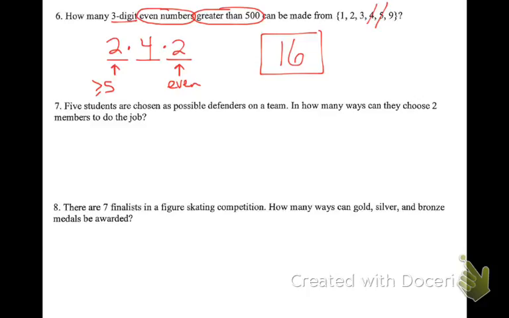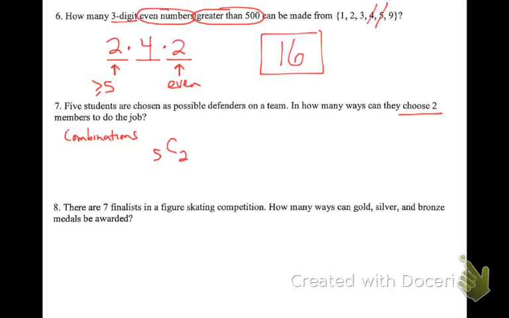In number 7, we have 5 students chosen as possible defenders on a team. In how many ways can they choose 2 members to do the job? Now, you can pick any order that you want to be on a team. So order does not matter. So this is going to be a combinations problem. We have 5 total students. We want to have 2 members do the job, so we're essentially doing 5C2. 5 things taken 2 at a time through combinations.